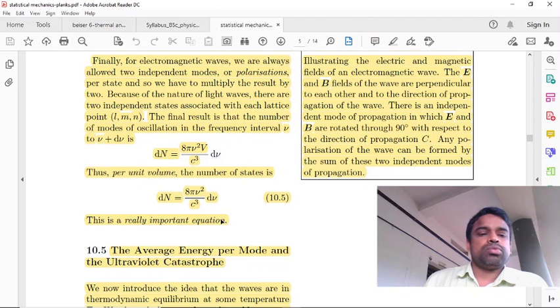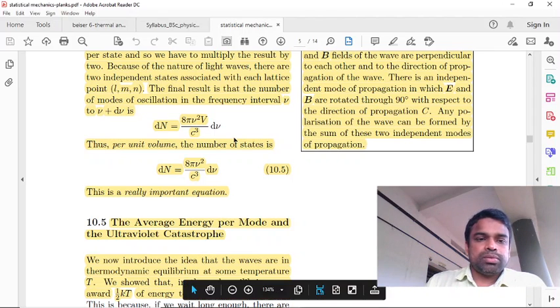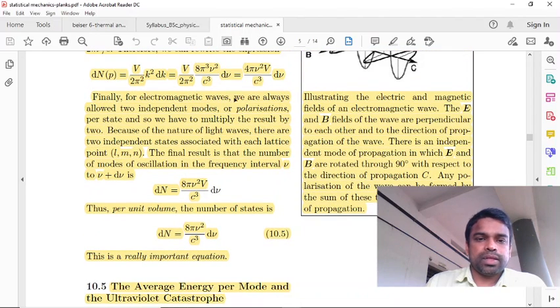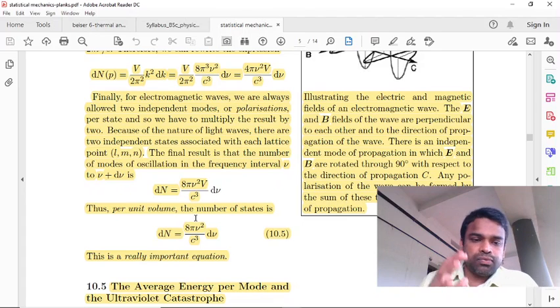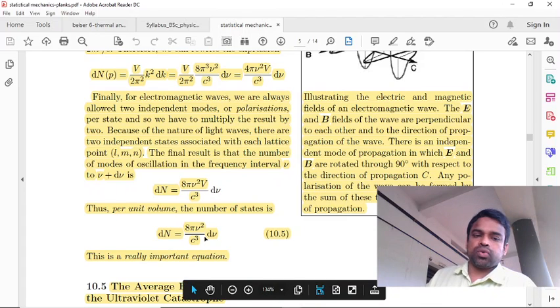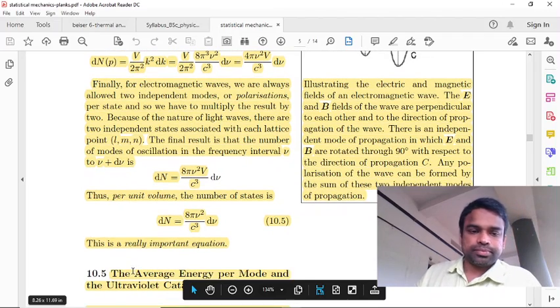is that the number of modes of oscillations in the frequency interval nu to nu plus d nu is, multiplying dn by 2, 8 pi nu square V by c cube dn. Therefore the number of modes per unit volume, dividing by V, dn equal to 8 pi nu square by c cube dn. This is a very important equation. Remember it.